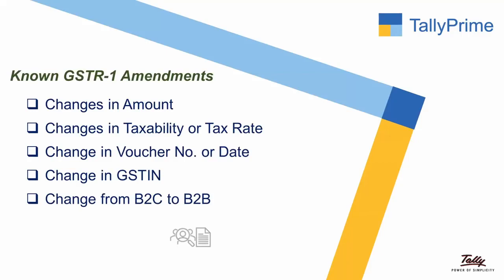Then change from B2C to B2B. This is one of the regular amendments which most taxpayers are in need of, because earlier in one tax period, let's say last year or in the month before, we might have put one transaction as B2C, but the customer, after checking at his own portal, comes back and tells us, sir, I have the GST number, why have you not put my bills on the portal? I have to get my input tax credit. So what do I have to do, sir?